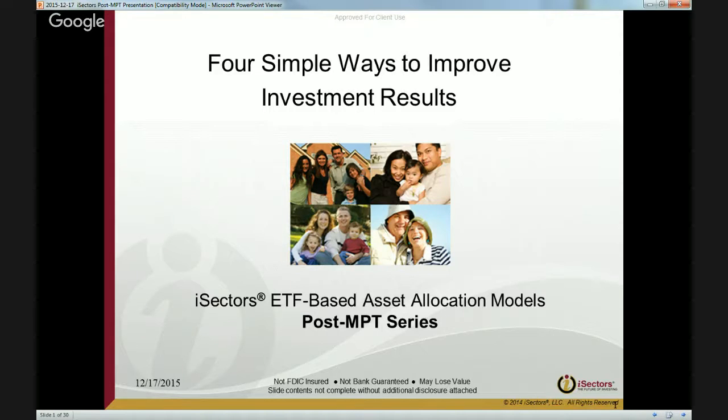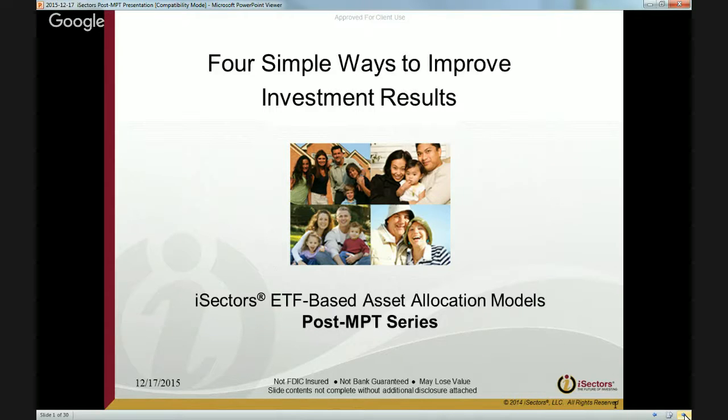What we're going to try to accomplish here today is I'd like to walk you through how we would explain the iSectors Post-MPT presentation. This will be a much more in-depth review than our earlier webinar today. To give you some background into why we call these models Post-MPT, which stands for Postmodern Portfolio Theory, we're trying to convey to advisors that by utilizing the strategy, we're implementing a more advanced application or approach to the principles of modern portfolio theory.